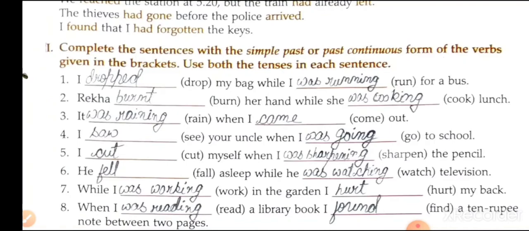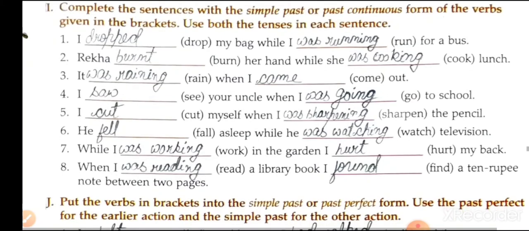Complete the sentences with simple past or past continuous form of the verb given in the bracket. Use both the tenses in each sentence. I dropped my bag while I was running for a bus. Rekha burned her hand while she was cooking lunch. It was raining when I came out.